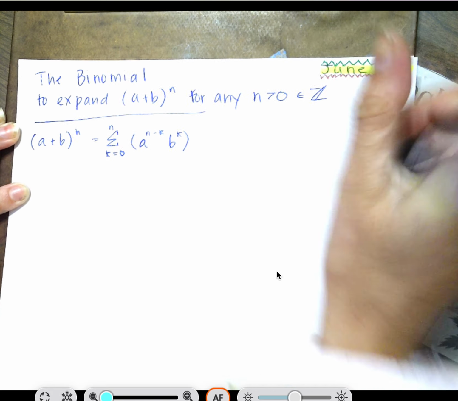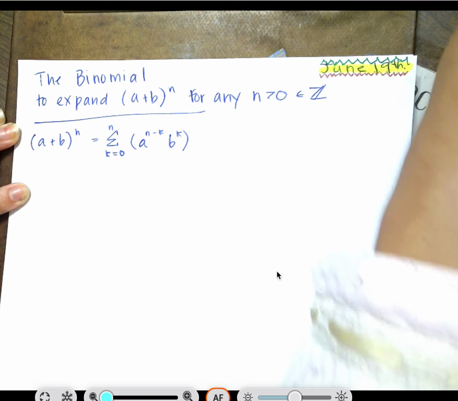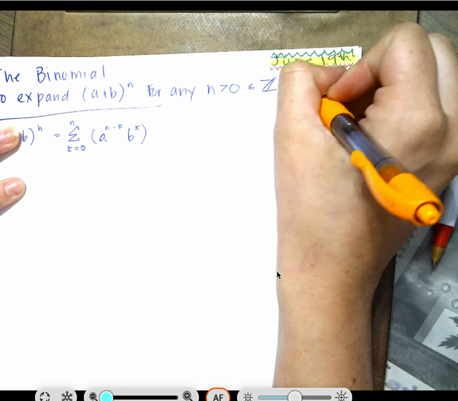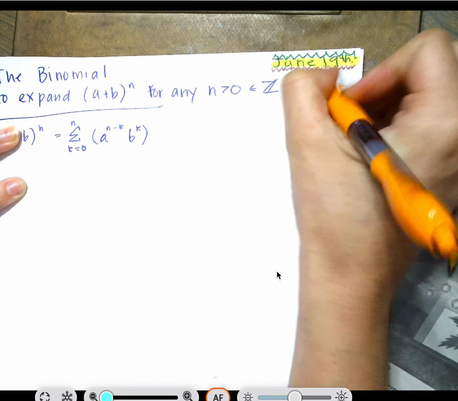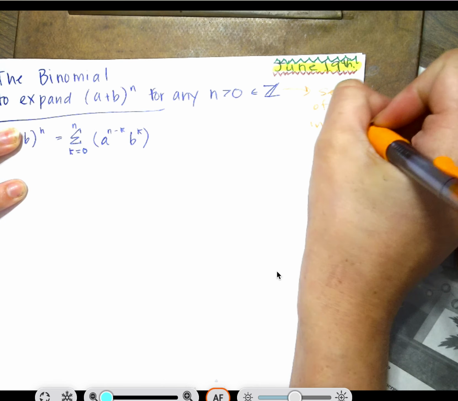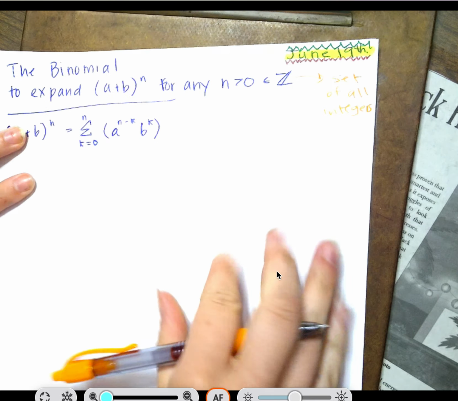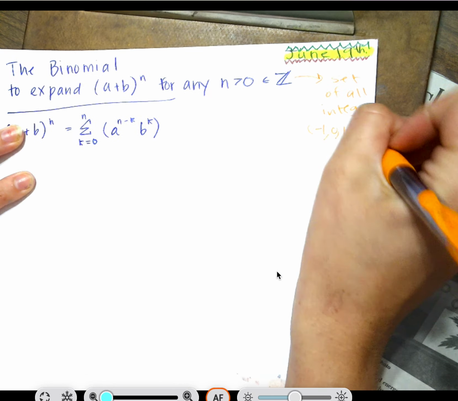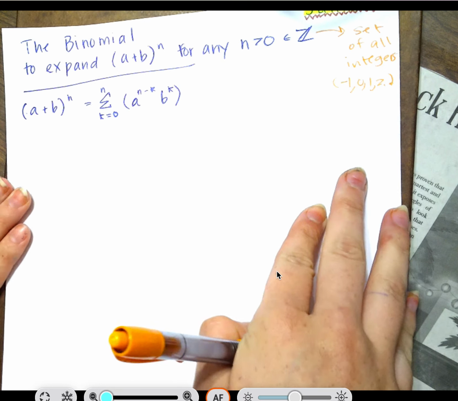So that's what this funny z right here means. This z is the notation for the set of all integers, right? So any n that's an integer. Negative, 0, 1, 2, dot, dot, dot, etc. Okay.